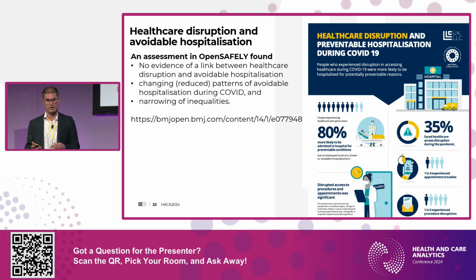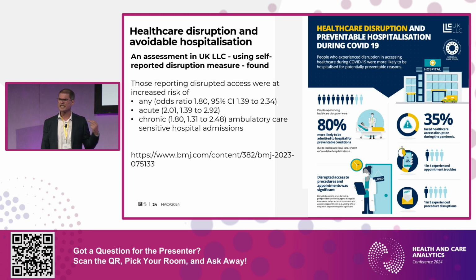In fact, saw reduced amounts of avoidable hospitalization and a narrowing of inequalities. Quite a surprising finding, given the hypothesis they started with. But then the same researcher looked to do the same question in UKLLC, where instead of using just the lockdown periods as the exposure, they used self-reported information. So those who had pre-existing healthcare saying my care was disrupted, and then they found that there was increased disruption and an increased risk of any acute and chronic ambulatory care sensitive hospital admissions.